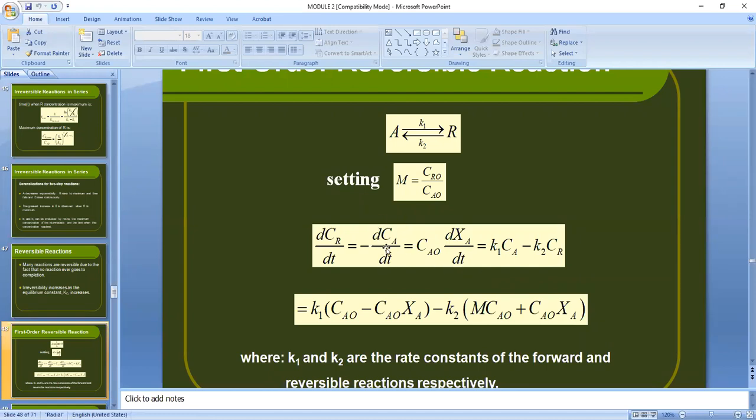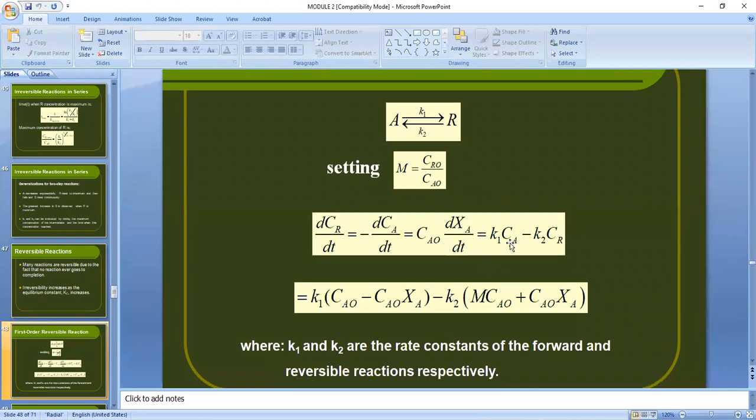If this is dCA, this should be expressed in terms of CA. If this is XA, this should be expressed in terms of XA, in the same way that this should be expressed in terms of XA. How? You go back again to the stoichiometric equation that I have given to you a few minutes ago. Okay? The amounts reacted and the amounts produced are based on the location of the species in the chemical reaction.